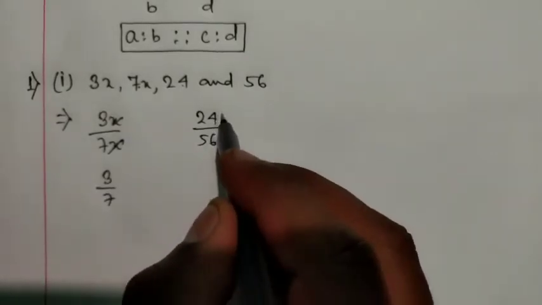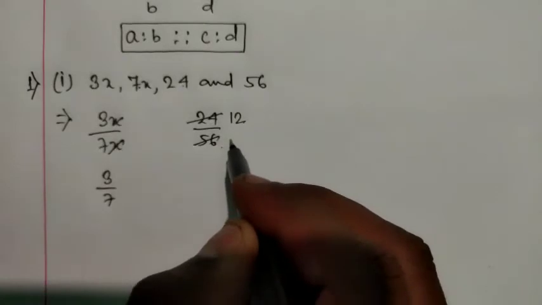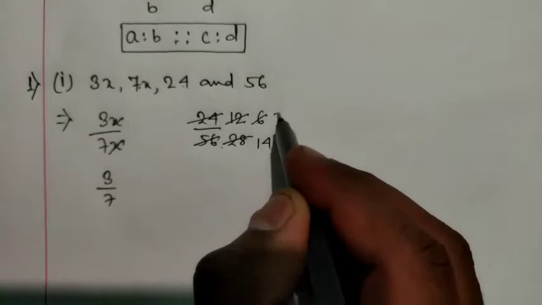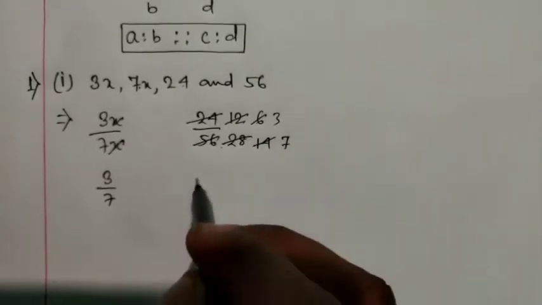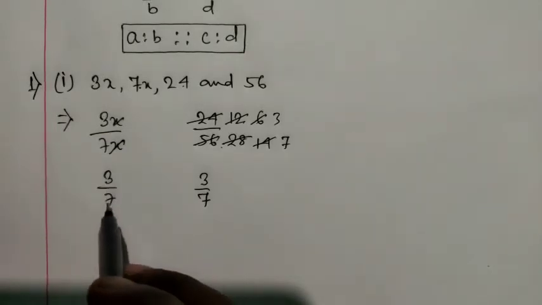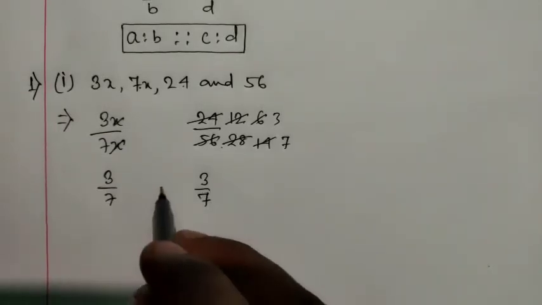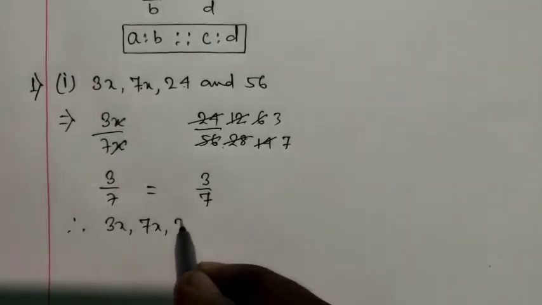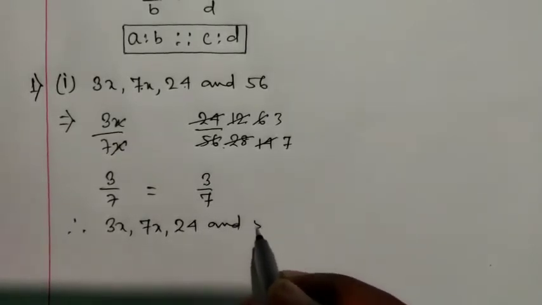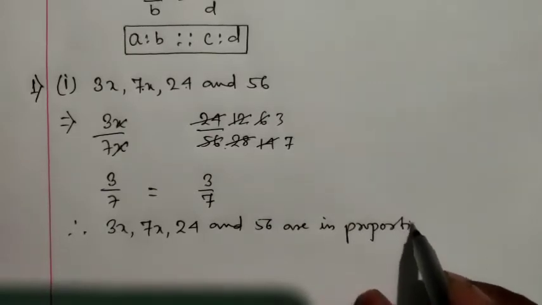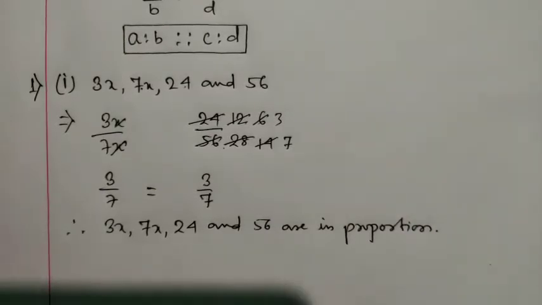Here 2 1s are 2, 2 2s are 4, 2 4s are 8, 2 8s are 16, 2 6s are 12, 2 14s are 28, 2 3s are 6, 2 7s are 14. At the last we can see 24 by 56 is also 3 by 7. Both A by B and C by D are equal. Therefore we will write, therefore 3x, 7x, 24 and 56 are in proportion. This is the method to check whether 4 quantities are in proportion or not.